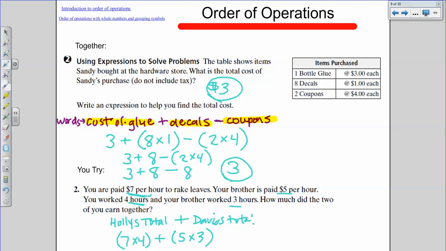So here's my expression. Now I can solve that to be 28 plus 15. 28 plus 15 is 43. So together we earned $43.